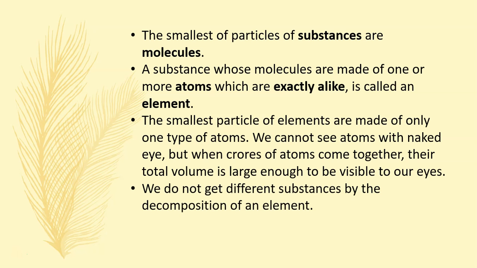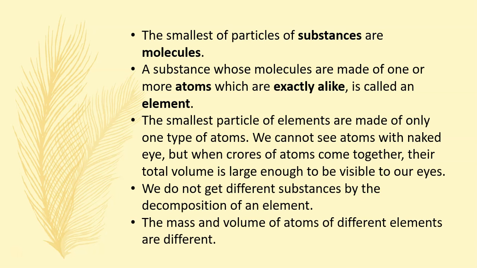We do not get different substances by decomposition of an element. Meaning if I take a top and keep on dividing it, keep on making pieces of it, can I get a different substance out of it? Or if I do some reactions with it, a better example would be gold. I take gold, I melt it. Do I get a different substance? No, I get molten gold only. So we do not get different substances by decomposition of an element because they are in the purest form.